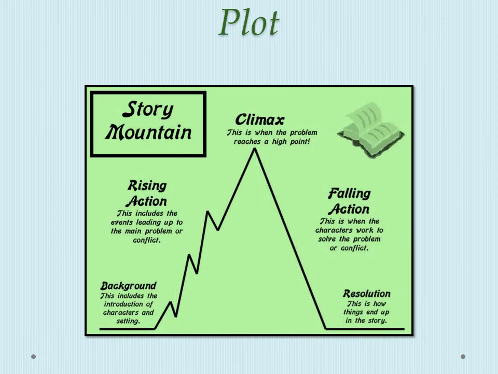Important. So we have a story mountain here. Background. This should include the introduction of the characters and setting. Then we'll move towards the rising action, which would be the events that would be leading up to the main problem or the conflict. Then we would reach the zenith, that means when the problem reaches the highest point. After that, there will be a falling action. This is when the characters work together to solve the problem or conflict. And in the end, when there is cheers, this is how things end up in the story. It should always be a happy ending.